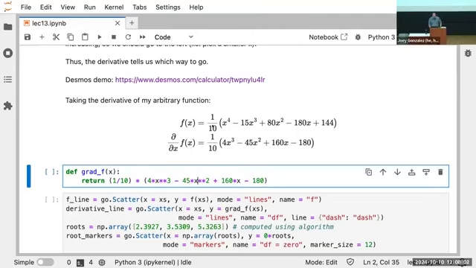I'm going to take the gradient, the derivative of this thing with respect to x. The derivative of x to the fourth is 4 times x to the third. The derivative of 15 times x to the third is 45, or 3 times 15 times x squared.